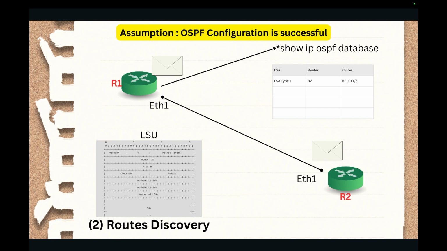The second step that will happen is route discovery. In this phase, both routers will start to advertise LSUs, and the LSUs will have the information regarding the routes in the form of LSAs. At the end of this phase, we can enter the show ip ospf database command, which will show the database of that particular device. It will have information regarding what LSA types were learned via which router, and the LSAs which contain the types of routes. So this table we can see at the end of this phase.